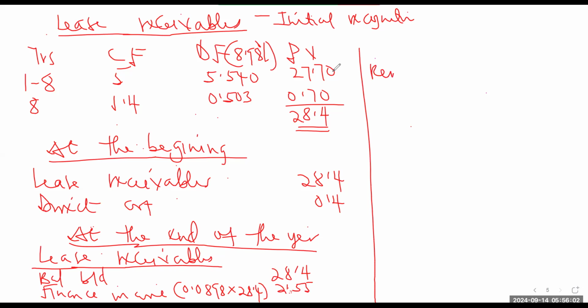At the end of the year, the rental will be paid, isn't it? If the rental is being paid, it will reduce the lease receivables. The lease receivables is the amount that the lessee is owing us. At the end of the year, the lessee has paid 5 million. It will reduce the debt that the lessee is having with us. So you reduce your lease receivable by this amount. What are you going to be having as the net amount? 25.95.